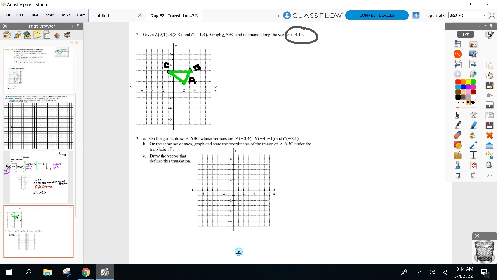Perfect. So everyone ready? All points move left 4, up 1. Get in the habit of putting the primes with them now. Start getting in that habit. Put your primes with them. So everyone go left 4, up 1.